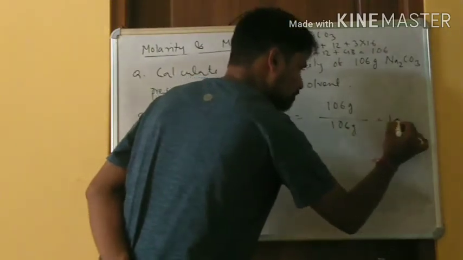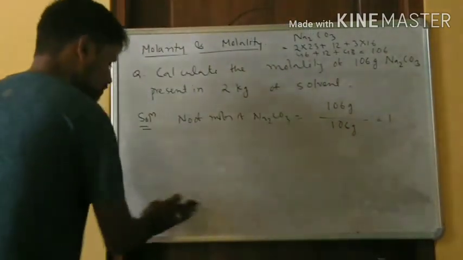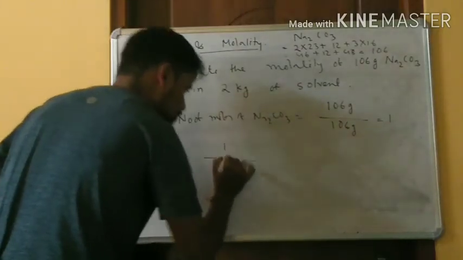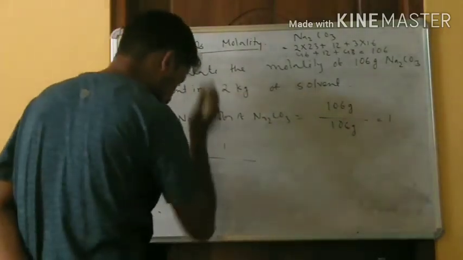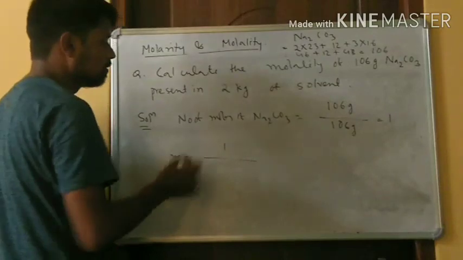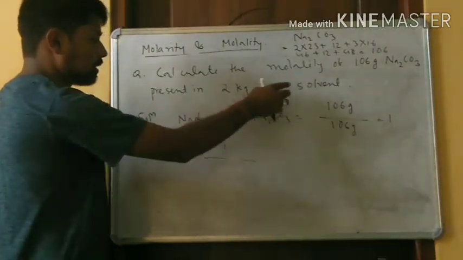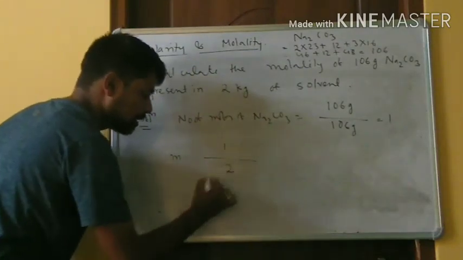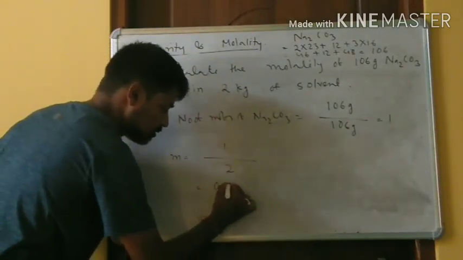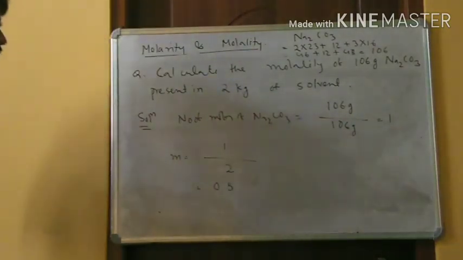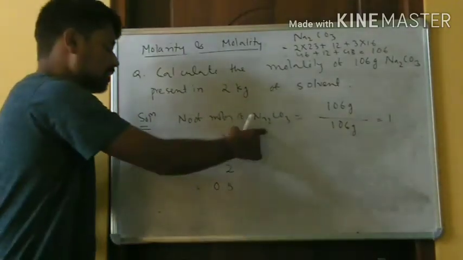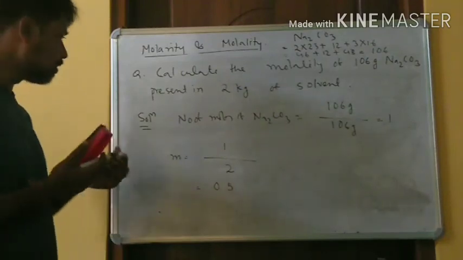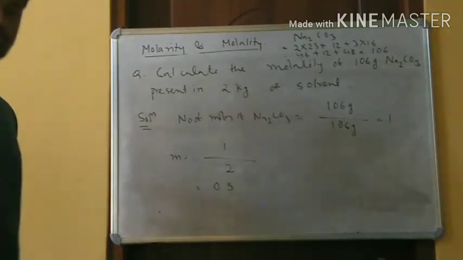So the number of moles is 1. Molality will be the number of moles of solute, which is 1, divided by the mass of solvent in kg. There is 2 kg of solvent, so we divide it by 2. So the molality of Na2CO3 in this case will be 0.5 m.